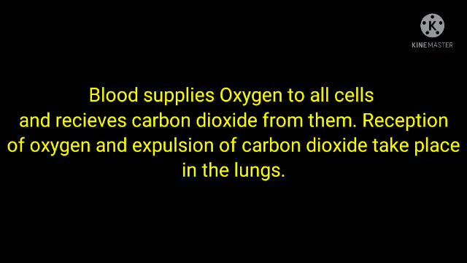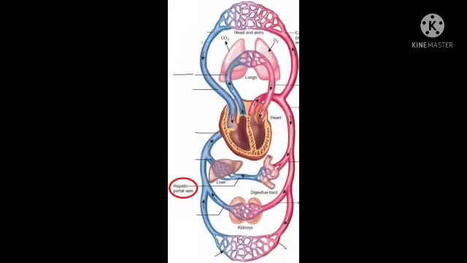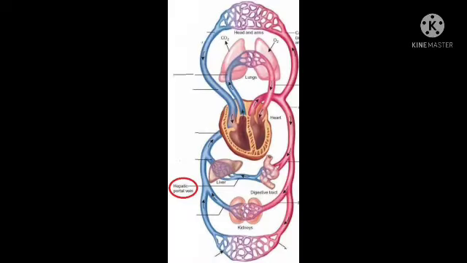Blood supplies oxygen to all cells and receives carbon dioxide from them. Reception of oxygen and expulsion of carbon dioxide take place in the lungs, which means the lungs take in the oxygen and give out carbon dioxide. We studied now what is double circulation.